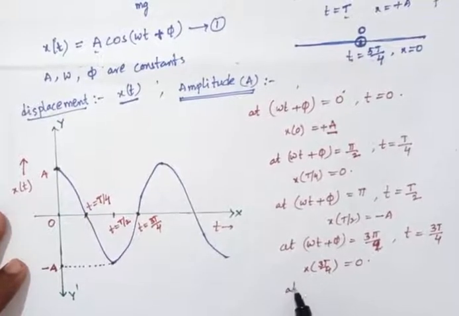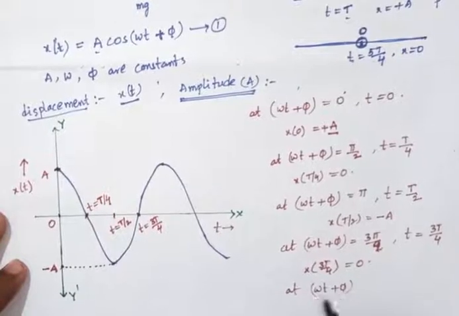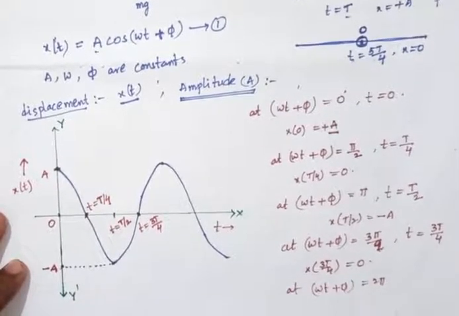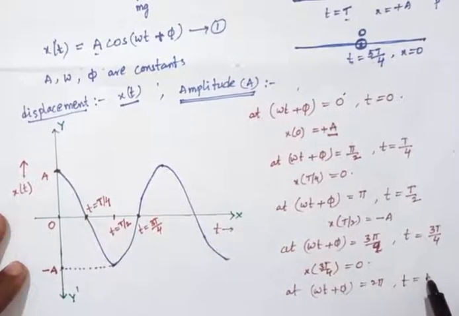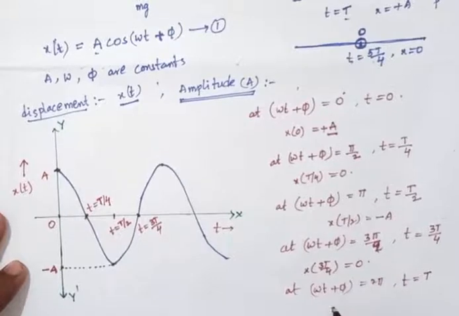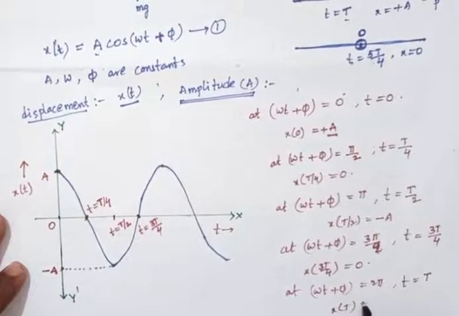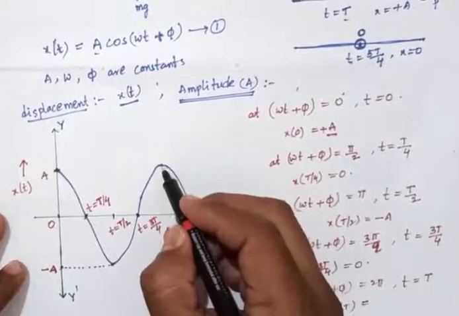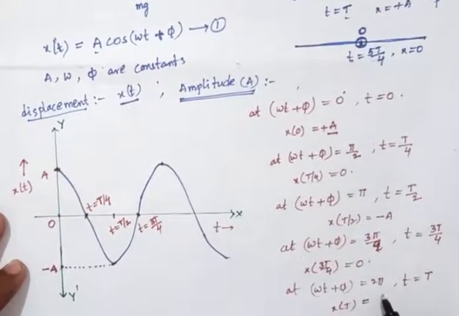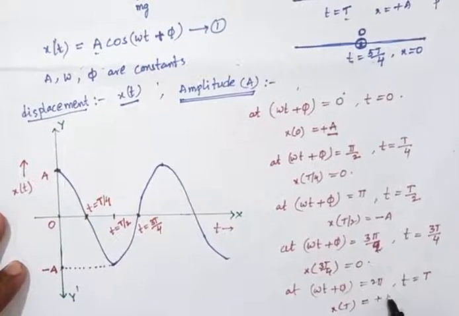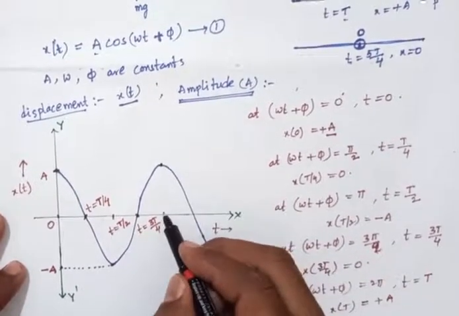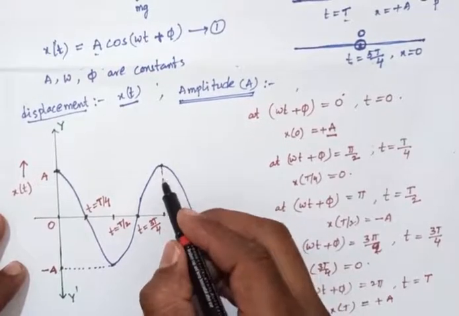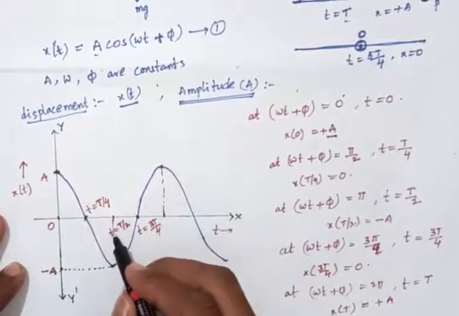Next, we have taken omega t plus pi equals 2 pi, that is 4 pi by 2 equals 2 pi. So t equals capital T. So here x of capital T is maximum. So the maximum displacement is again plus A. So at this point, it consists of the maximum displacement.